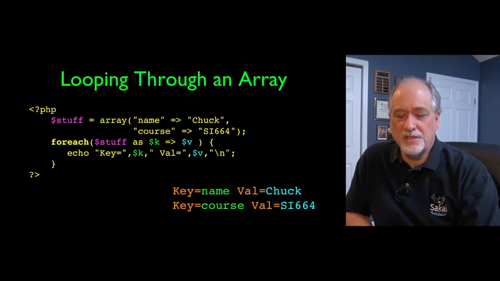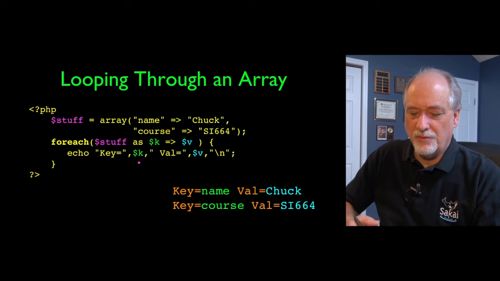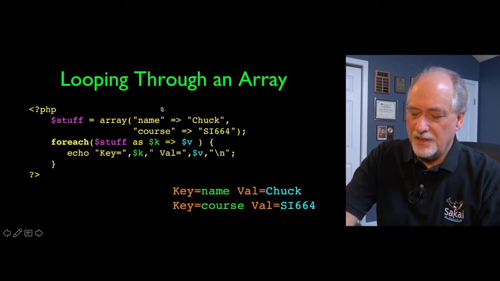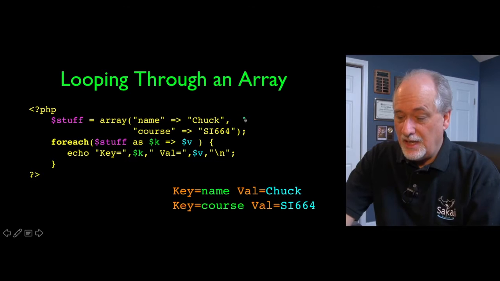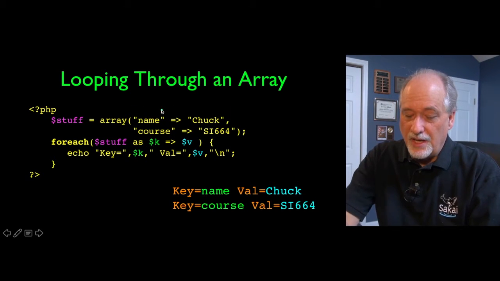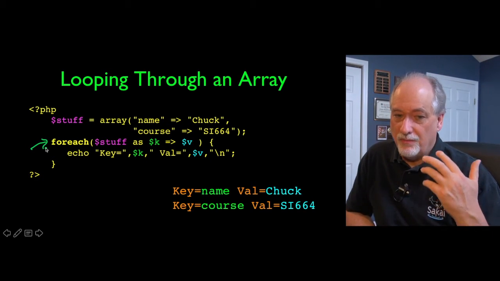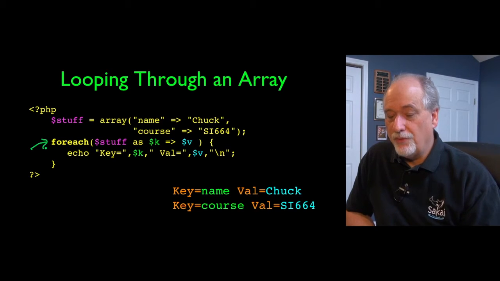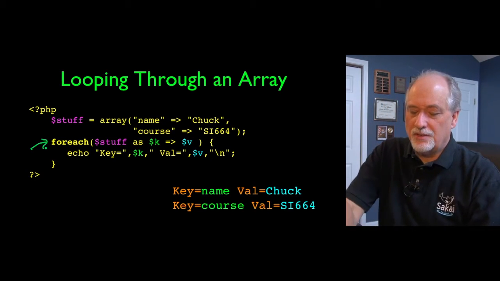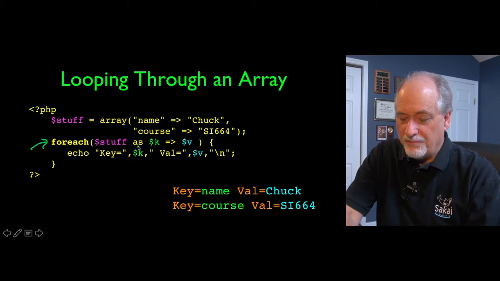We have a lot of different ways of looping through arrays. There is sort of a determinate loop, meaning a loop that will go through all the key value pairs. And so here we start out with an array that has two items, a key name maps to Chuck and a key course maps to SI664, and that's in the array. And so the foreach is, give me an array and I'll loop through all the elements in that array. So foreach stuff as is part of the syntax, a keyword of PHP.